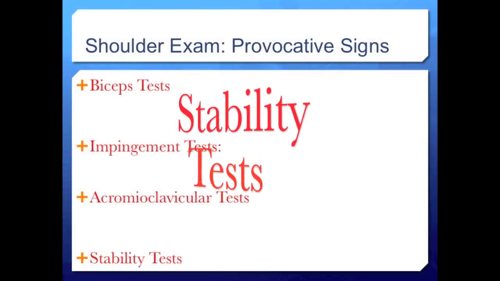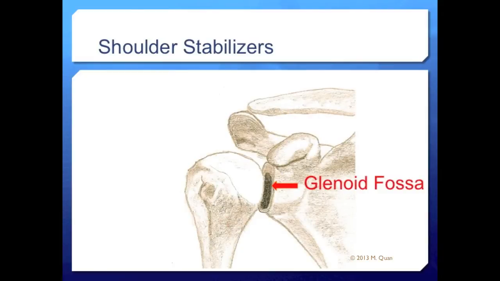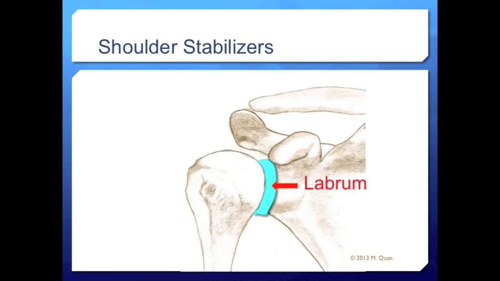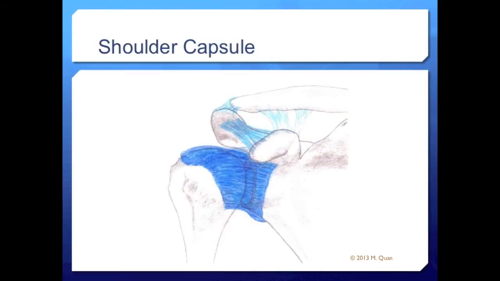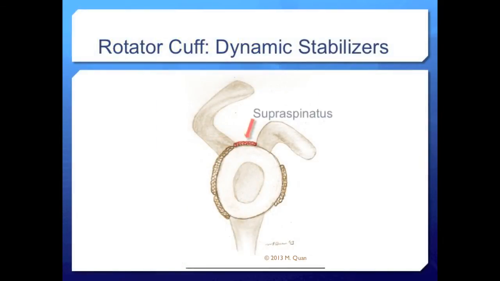Finally, the last set of maneuvers in our shoulder exam provocative tests are the stability tests. These 5 tests check for instability of the shoulder joint. As mentioned in the anatomy review, the labrum and capsule are the static stabilizers of the shoulder joint, while the rotator cuff muscles are the dynamic stabilizers of the shoulder joint. If the labrum, capsule, or rotator cuff muscles are torn, the glenohumeral joint may be prone to dislocation.